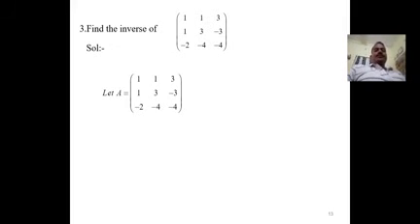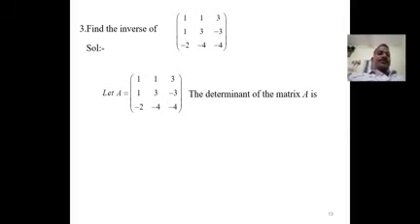Find the inverse of the matrix 1 1 3, 1 3 minus 3, minus 2 minus 4 minus 4. Let A is equal to 1 1 3, 1 3 minus 3, minus 2 minus 4 minus 4. Now for getting the inverse, we have to find the determinant of A, because we have to verify whether it is a singular or non-singular matrix.